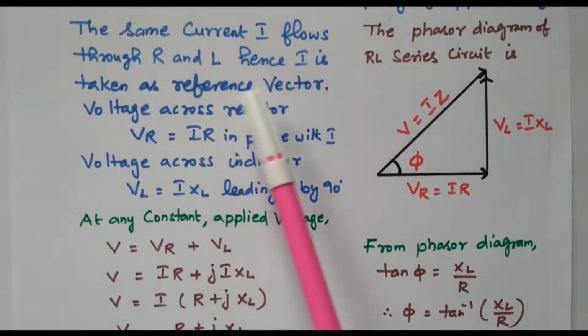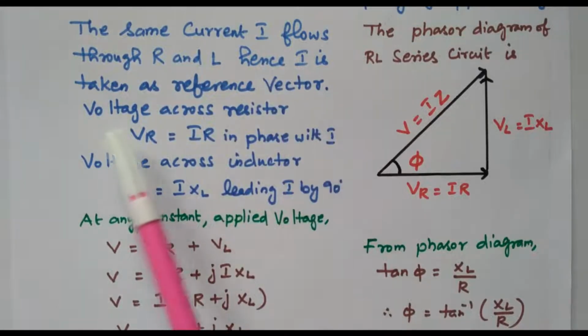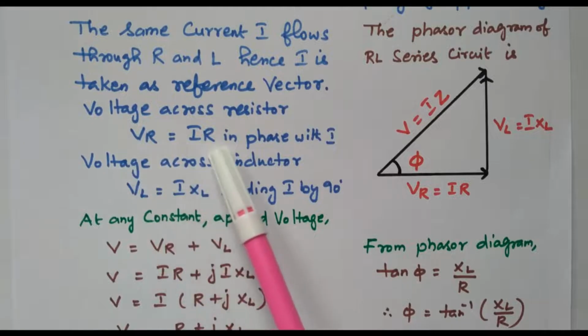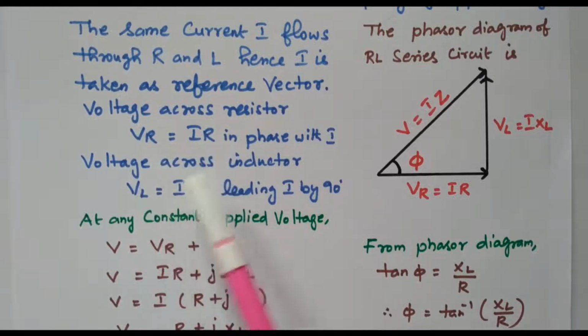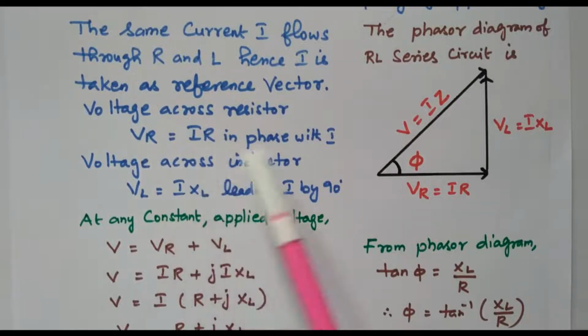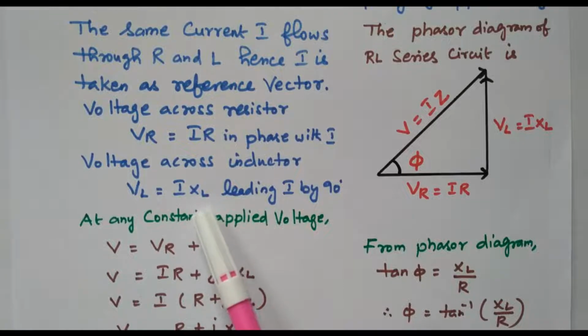The same current I is flowing through the resistor as well as the inductor, so we can take current as the reference vector. Based on that, the voltage across the resistor VR equal to I into R, that is in phase with the current, because in a resistor the current and voltage are always in phase. Similarly, the voltage across the inductor VL equal to I into XL. XL is the inductive reactance.